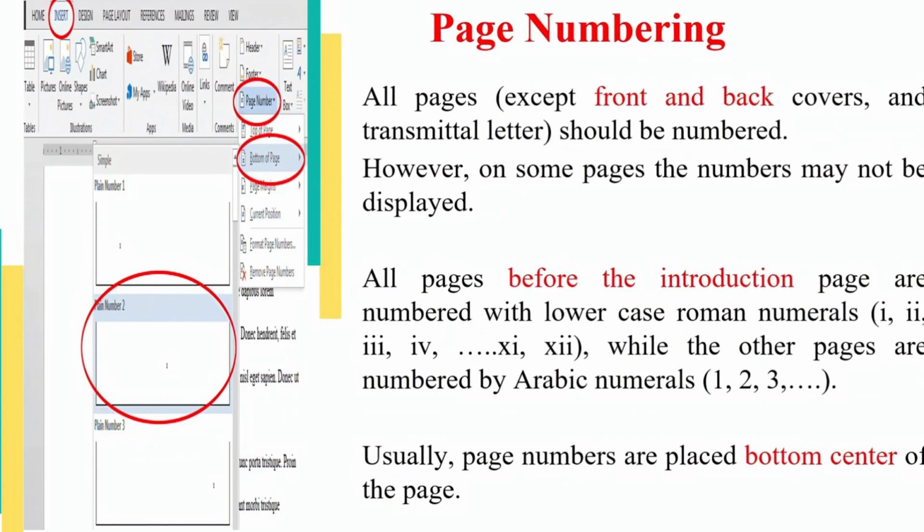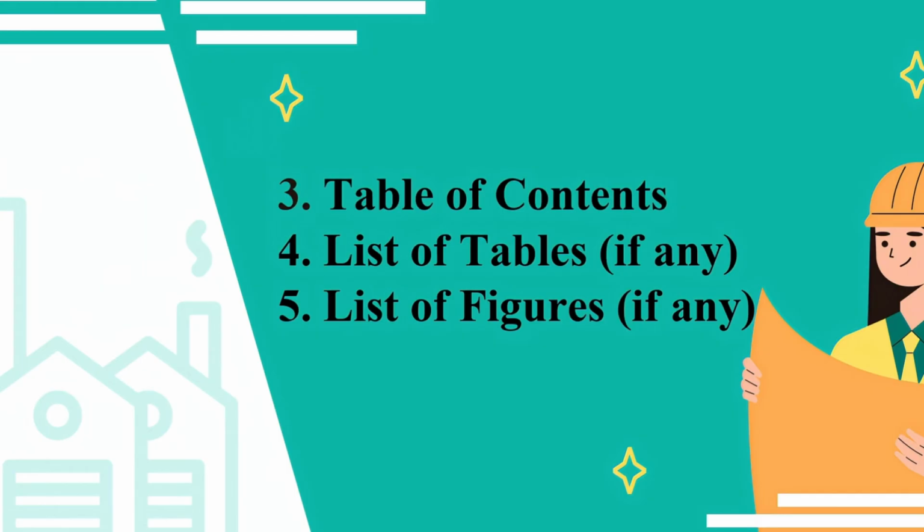Now we will move to page numbering. Page numbering may seem like a small detail, but it's very important for a professional report. Usually the pages before the introduction are numbered using Roman numerals. And once the report begins, we use Arabic numerals. Page numbers are usually placed at the bottom center of the page. This consistent numbering system helps the reader locate information quickly.